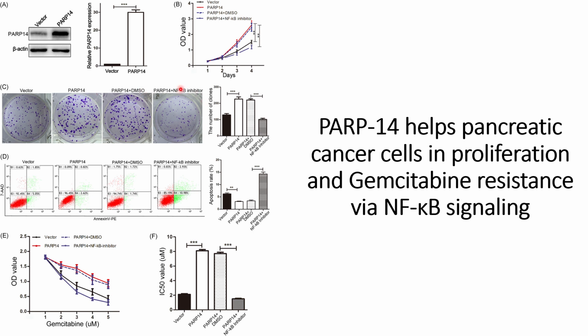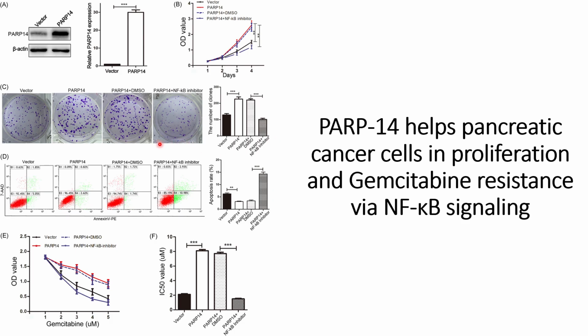And they have also validated this using colony formation. Here we can see that compared to the control, the overexpression of PARP-14 gives more colonies, and the control, that is PARP-14 plus DMSO, also gives more colonies, but PARP-14 with NF-kappa B inhibitors gives fewer colonies. And this is quantified on the right hand side, where we can see that the NF-kappa B inhibitors lead to a decrease in the number of colonies.